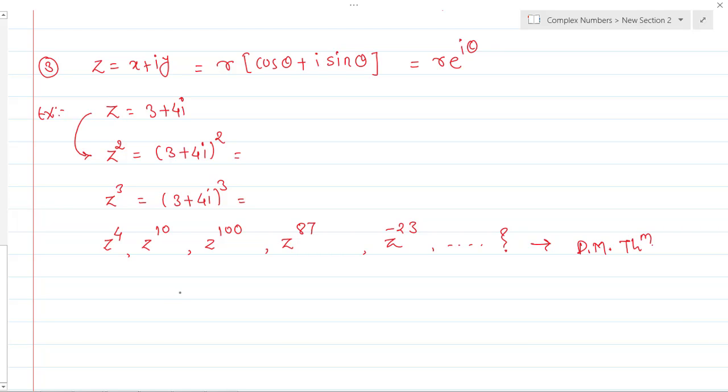So what does this De Moivre's theorem do? It gives the way to find out any power of our complex number. So you can find out z to the power n. n can be anything: a positive number, a negative number, 0. So what we are saying is this n is nothing but an integer. So the De Moivre's theorem gives the power of a complex number. How does it do that? See here.